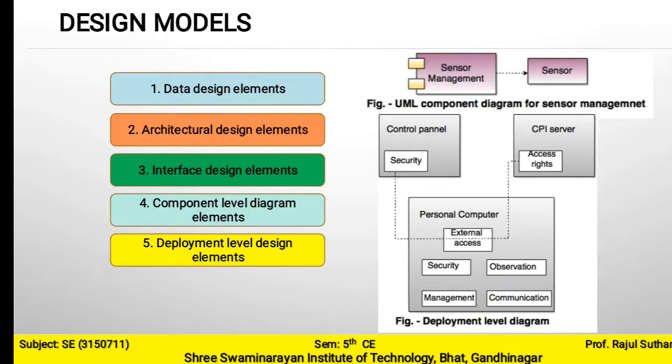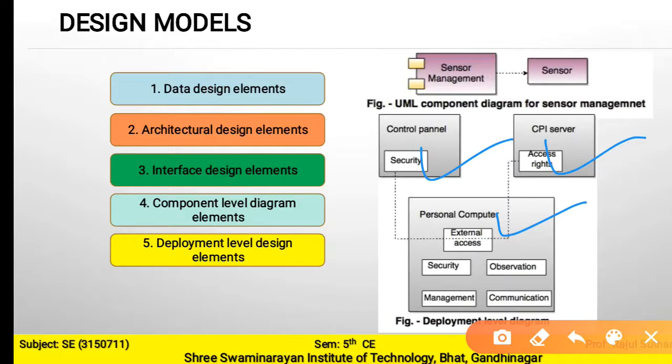There is the personal computer, the first element, then the CPI and control panel. The control panel is a CPI server, control panel information server, and the control panel is for security purposes. So this is the deployment level diagram.